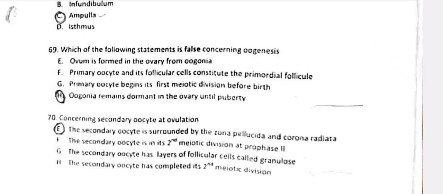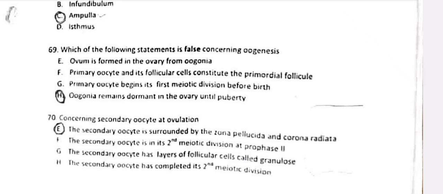Let's first assess this. Which of the following statements is false concerning oogenesis? The ovum is formed in the ovary from oogonia. Since here it has not specified whether it's during birth or not, it's just saying the ovum is formed in the ovary from oogonia. The fact that the ovary contains oogonia as early as 6 weeks of pregnancy, then E is going to be maintained as correct. So E is just okay.